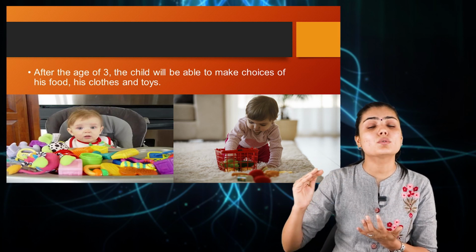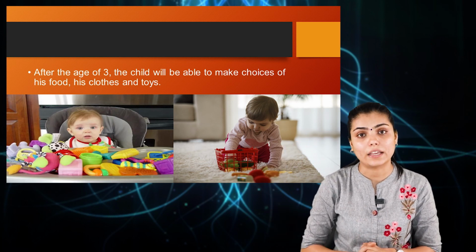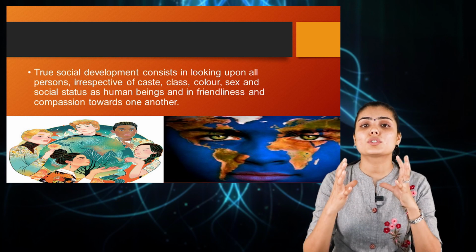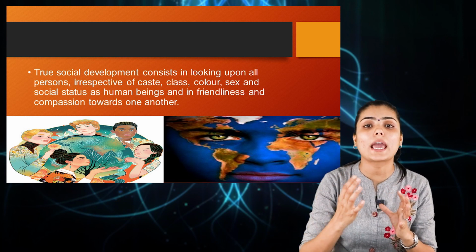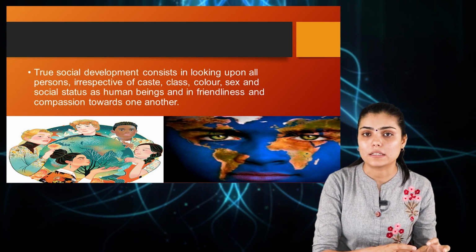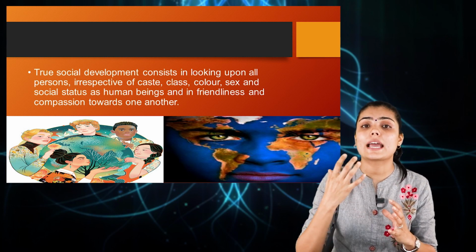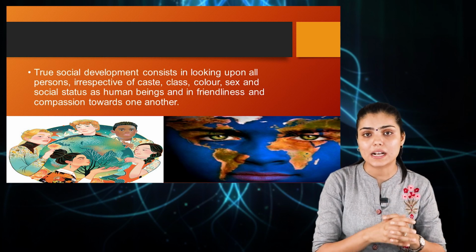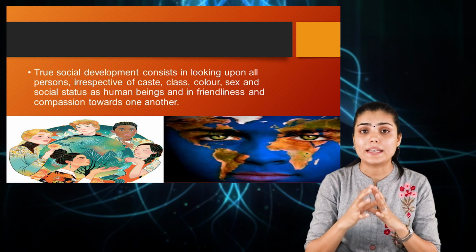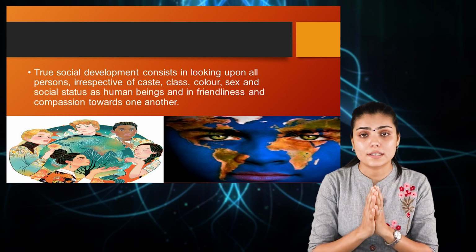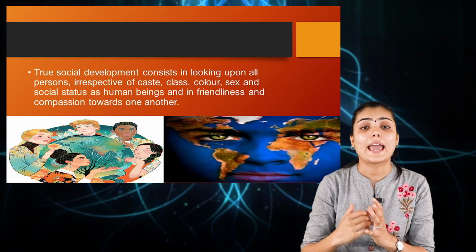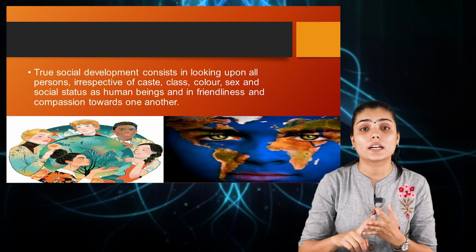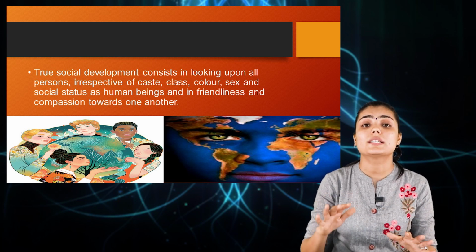Similarly, it continues throughout the different stages in life. So, what is true social development? A true social development is being able to look at people as human beings, in friendliness and compassion, instead of saying that this person belongs to this particular caste. True social development is looking upon all persons as human beings, in friendliness and compassion, irrespective of their caste, gender, color, sex, or any kind of social status.